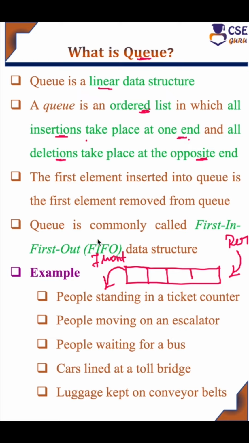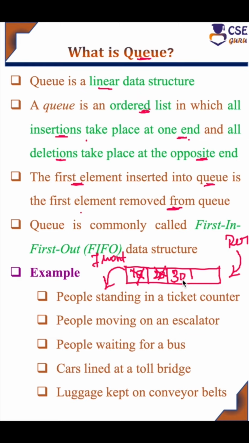The first element you have inserted into the queue, that is the first element removed from the queue. If you are inserting the first element 10, that is the first element removed from the queue first. First you will delete 10, next you will delete 20, next only 30. So what is the first element you have inserted? That is the first element to be deleted.